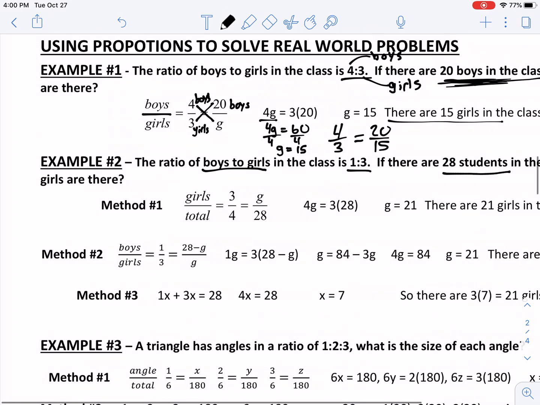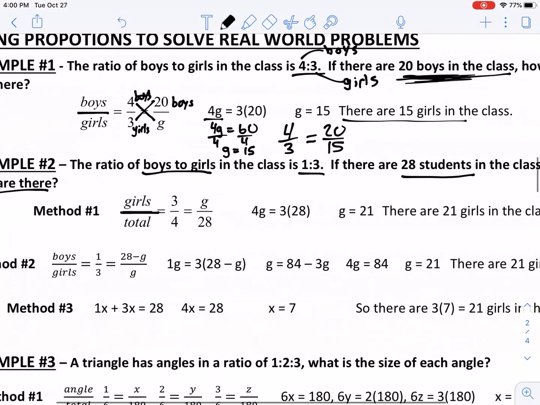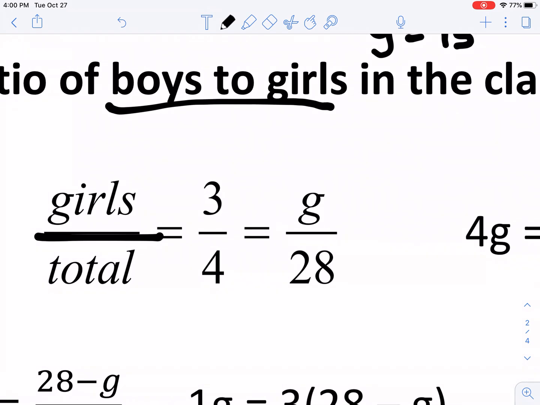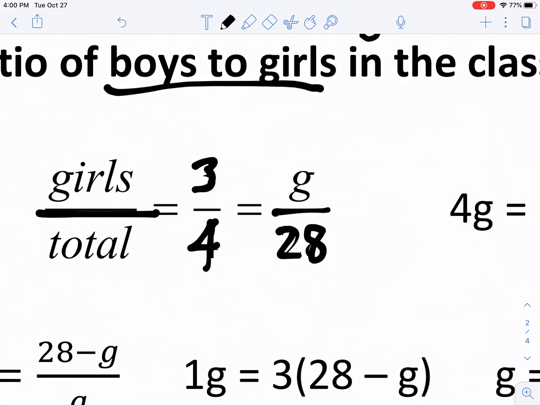Now they want to know the number of girls. So one method that we can use is take the girls ratio out of the total. Well, for every 3 girls out of the total of 4 parts, we know there are 28 students. Okay, so this is what they have going on here. For every 3 girls out of the total of 4 parts here, we know that there is a total of 28 students. That's what they tell us over here, is that there's a total of 28 students. So we want to find the equivalent ratio that tells us the number of girls per 28 students.